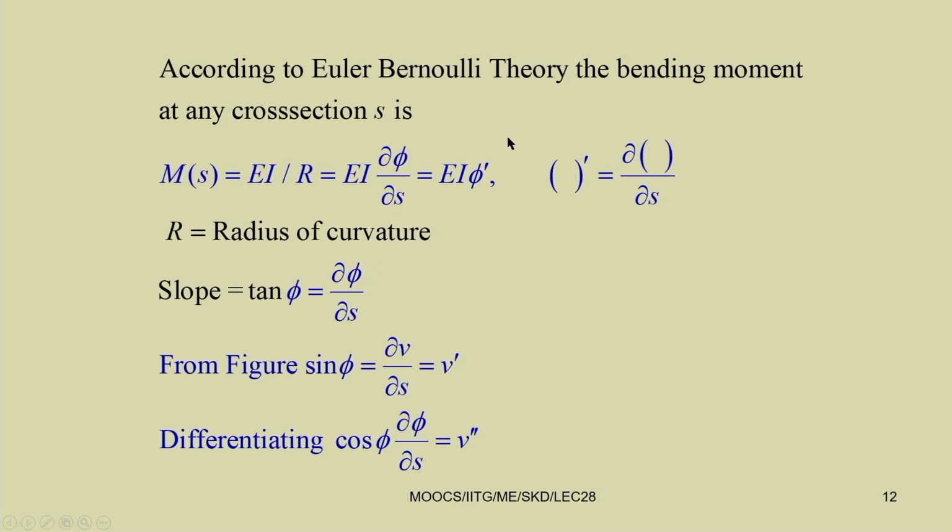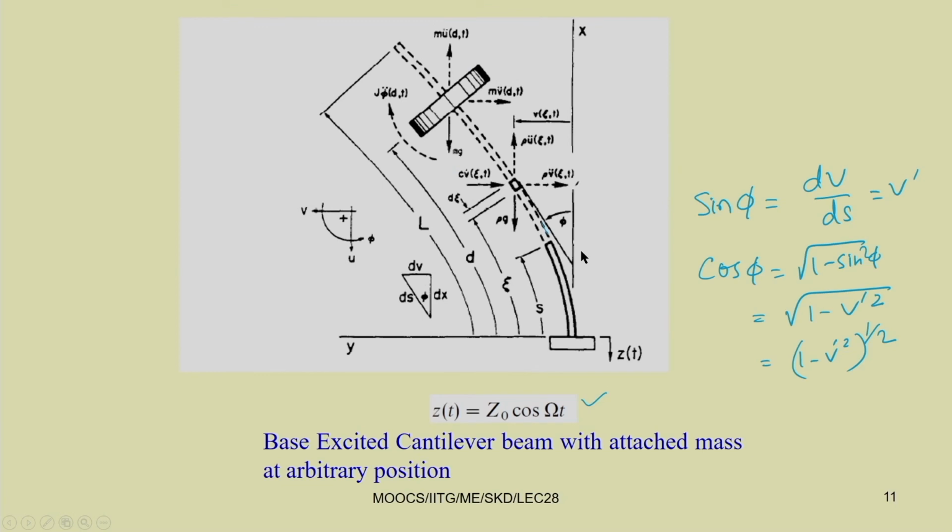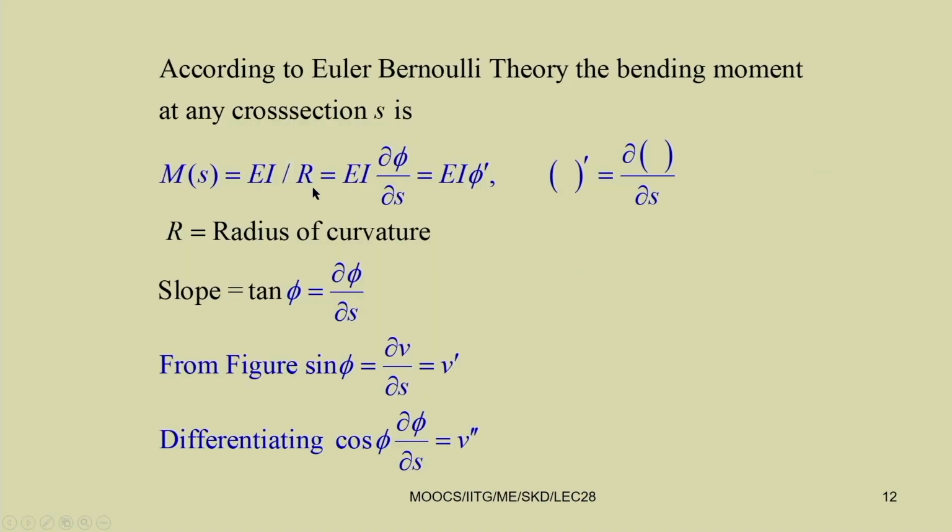Just to revise the system, let me tell it again, so that we can extend similar analysis for the other elastic, viscoelastic and magnetoelastic beams. So, here this Ms is the moment about s, to derive this equation of motion. So, we can take the moment about this point. Taking the moment about s, we can write Ms equal to EI by R, that is equal to EI del phi by del s equal to EI phi dash. R is the radius of curvature. So, slope equal to tan phi equal to del phi by del s. From this figure already we have written sin phi equal to v dash.